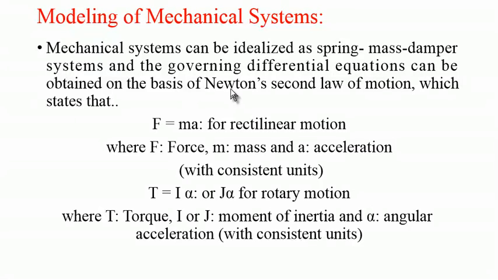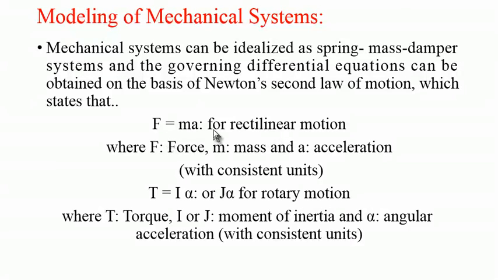What is Newton's second law of motion? F is equal to ma for a rectilinear motion. Here F is the force, m is the mass, and a is the acceleration, with consistent units. Next, T is equal to I alpha, or J alpha, for rotary motion.